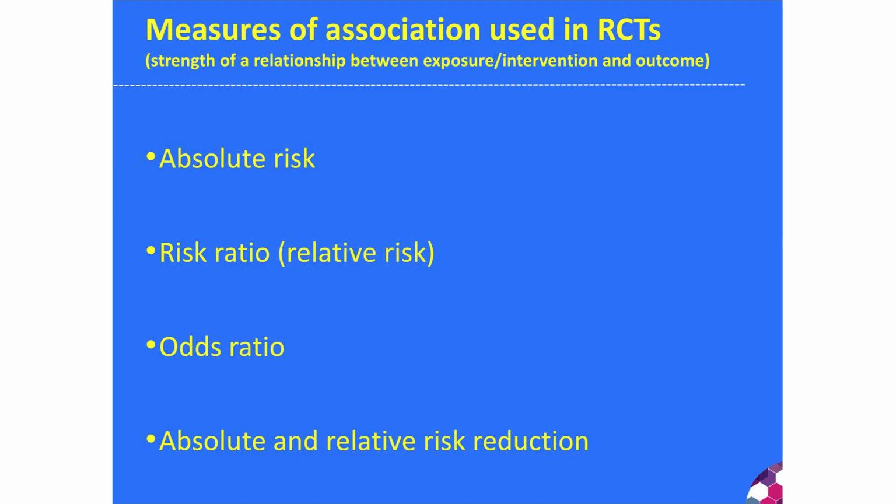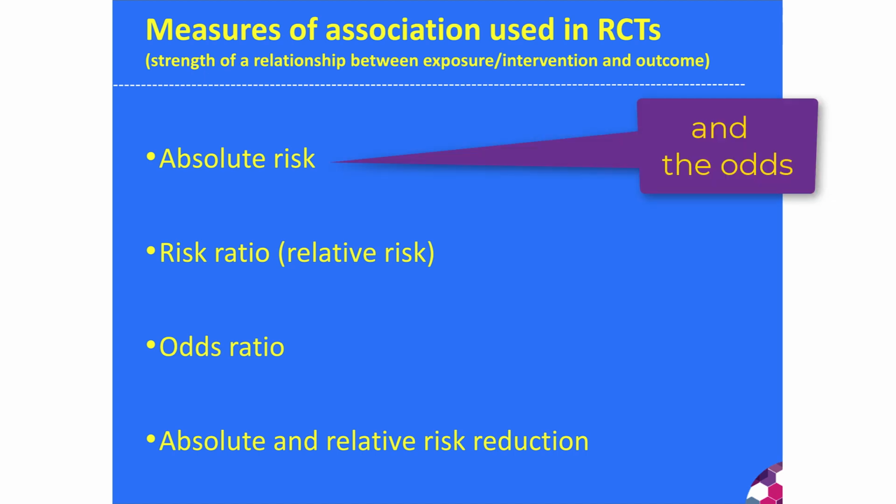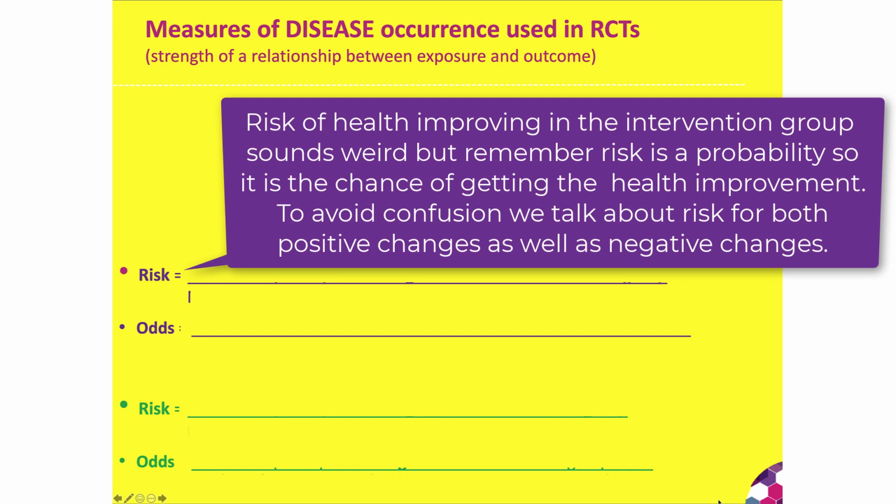So there are four broad types of associations we can look at. We can look at absolute risk, risk ratios or relative risks, odds ratios, and absolute and relative risk reductions or risk differences. So absolute risk is what it is. It's just the risk or the odds, but we're not that interested in odds on its own. Odds ratios are useful, but risk on its own for one group is more useful than the odds in one group. So let's look at measures of disease occurrence in more detail.